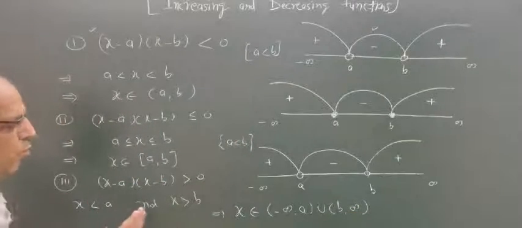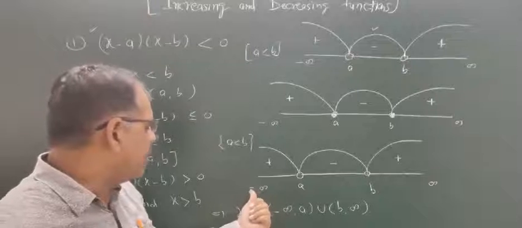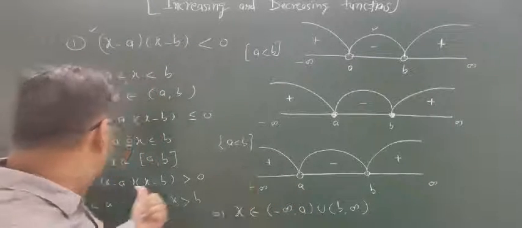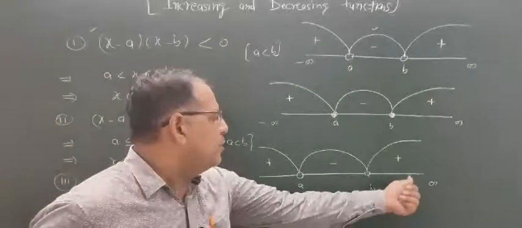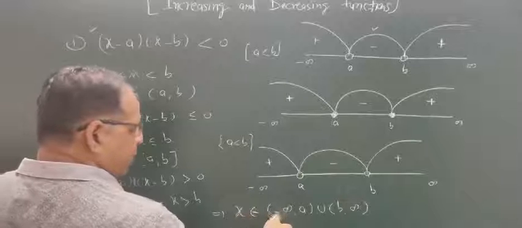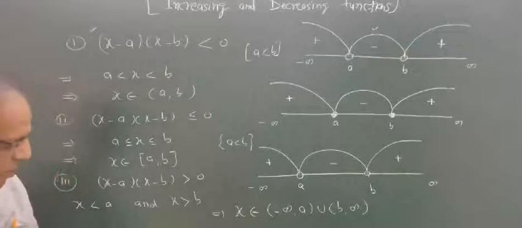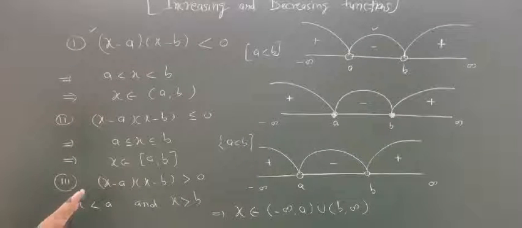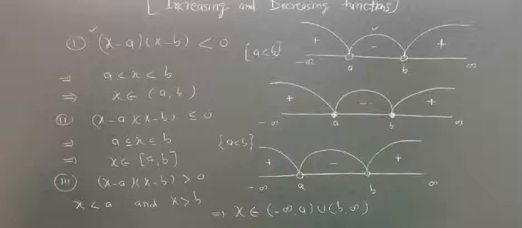So there are two open intervals possible: from minus infinity to a, in which the value of (x minus a)(x minus b) is positive, and the other is b to infinity. The middle area is not included here, so we take x belongs to minus infinity to a, union b to infinity. So these are the intervals in which the function has the value (x minus a)(x minus b) greater than 0.